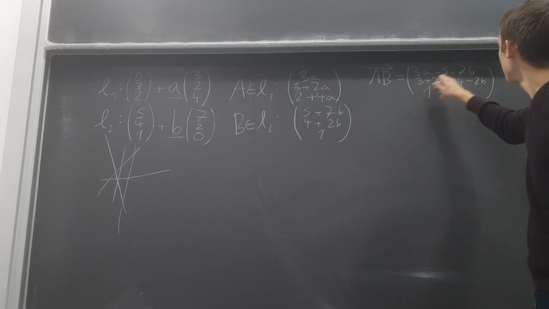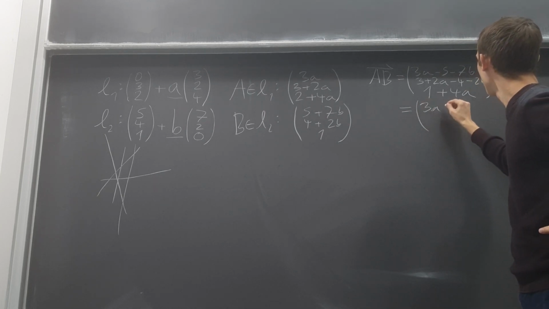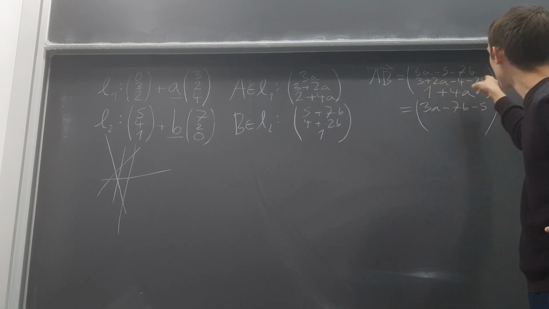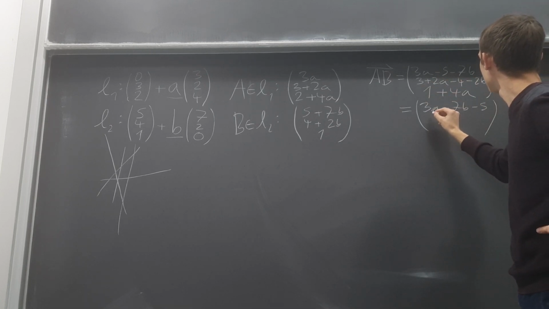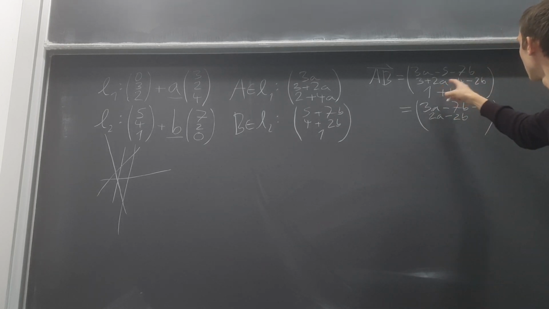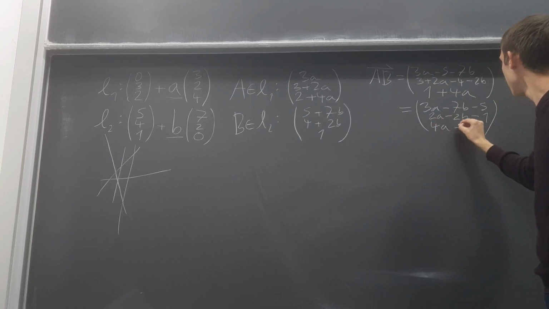And this can be simplified. So 3A minus 7B minus 5, that's not too simplified anymore, but this one is. The Y is 2A minus 2B minus 1, and the Z is sorted out already.